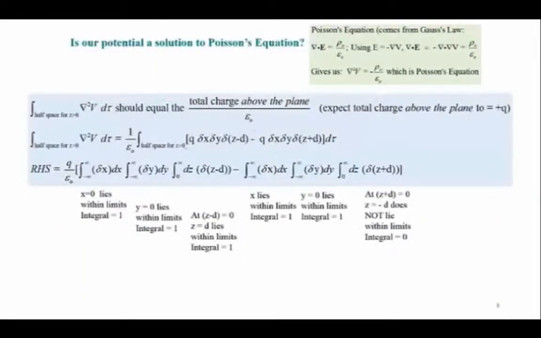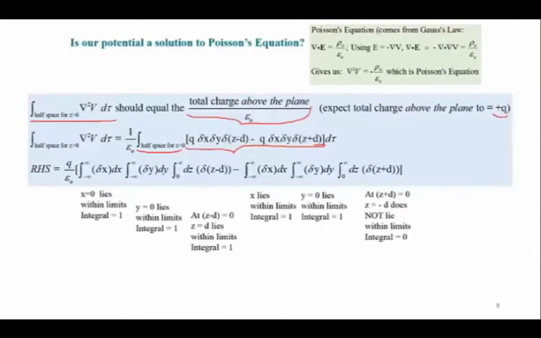This is our rho as a function of position. There's a position here above the plane and this one below, and we take the integral over the half space for z greater than 0. If this side contains the Laplacian of V integrated over volume, that should equal the total charge above the plane divided by epsilon 0, and we expect that to be plus q.